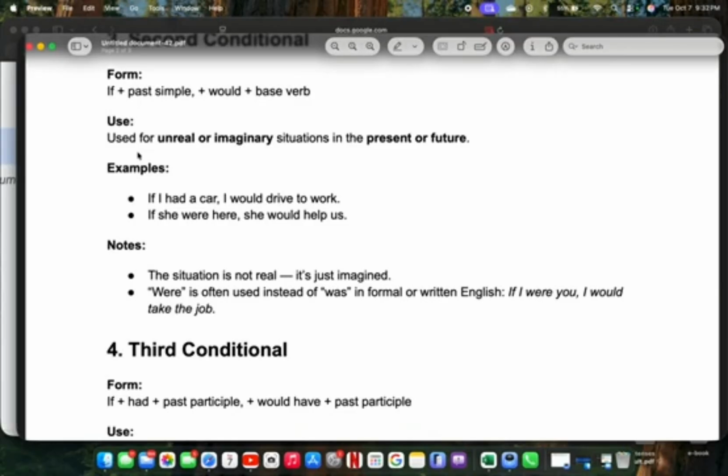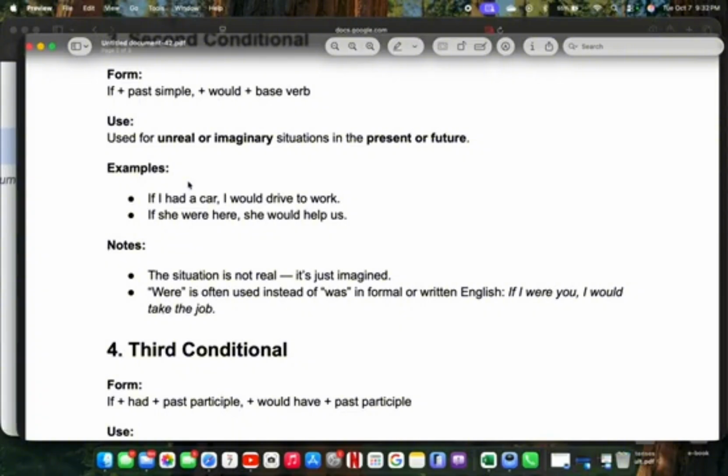But if I had a car, that's just likely to happen at some point. If I had a car, yeah. That could happen in the future. Yeah, so maksudnya takkan berlaku ke? Yes, unlikely to happen. Yeah, unreal ataupun imaginary. Nak kata takkan berlaku, it depends on the context.